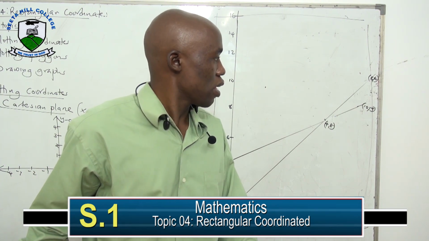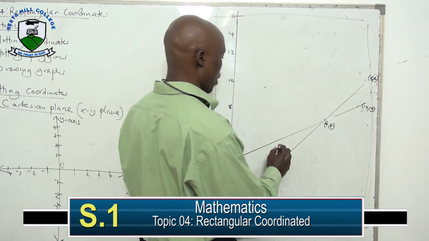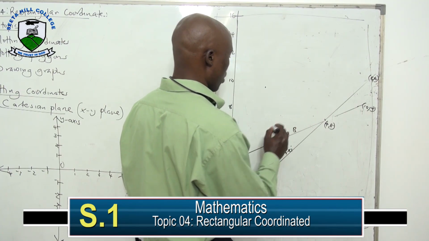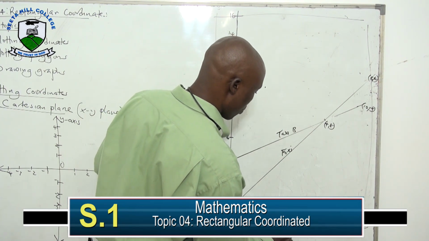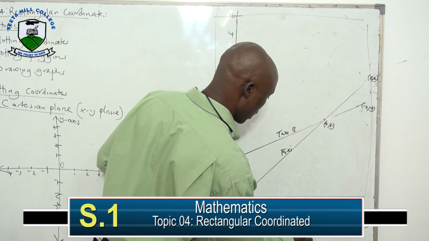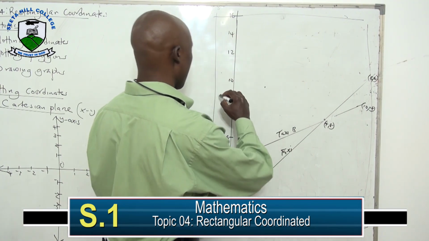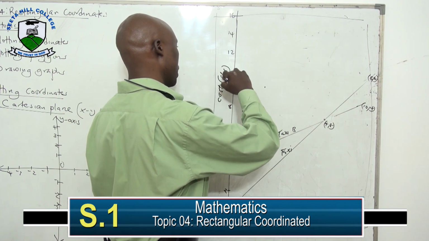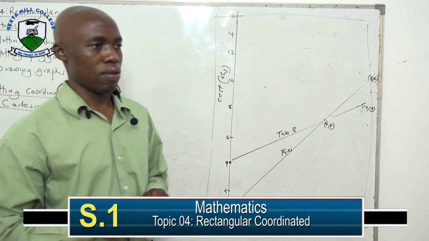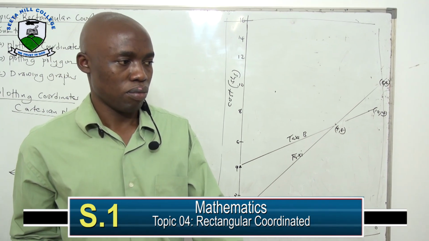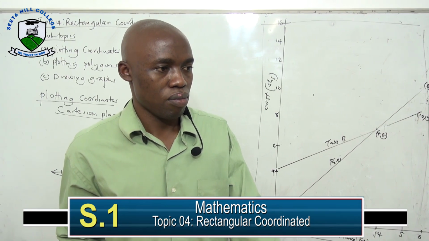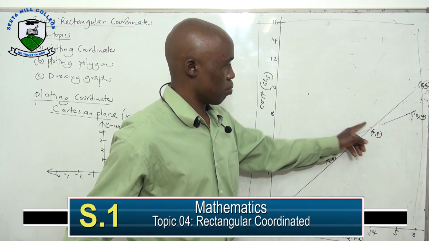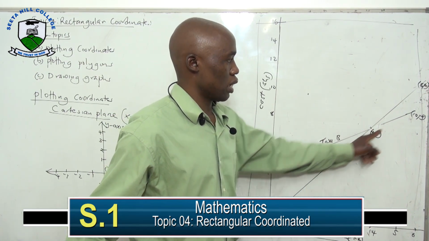Taxi B. You have taxi A up here, then taxi B. Then here you have distance in kilometers. Label down there distance, kilometers. Then label here costs in shillings. They all pass through this, but this one starts at 4, ends at 10, 14.